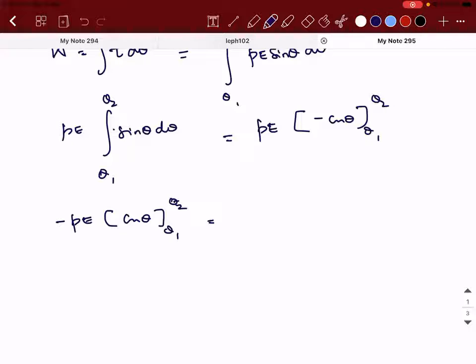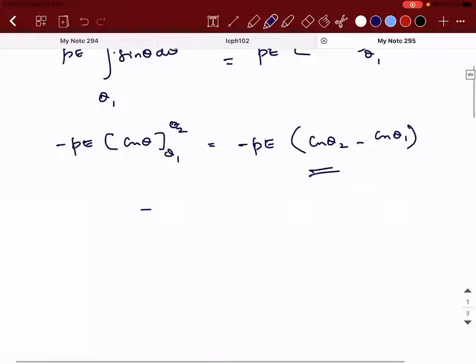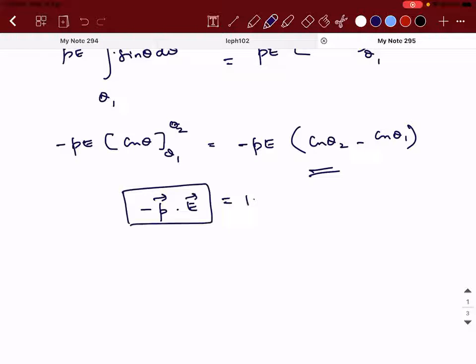So this will be equal to minus PE into cos theta 2 minus cos theta 1. This is the final expression. If I have to write it in simple terms, it is written as minus P vector dot E vector. This is the amount of work done, and this is what gets stored as potential energy due to a dipole when it is placed in external electric field. Is it clear?